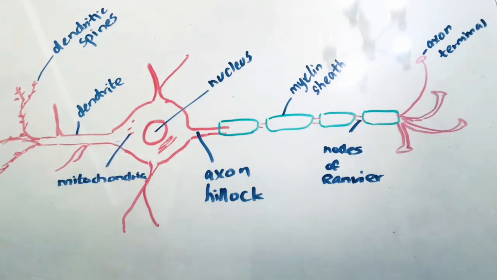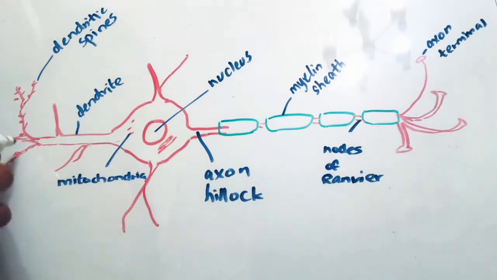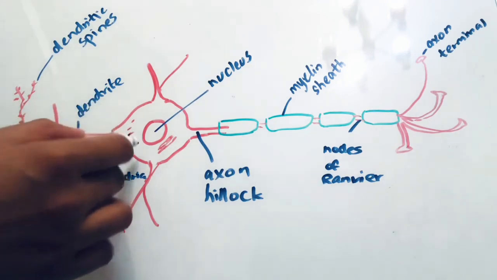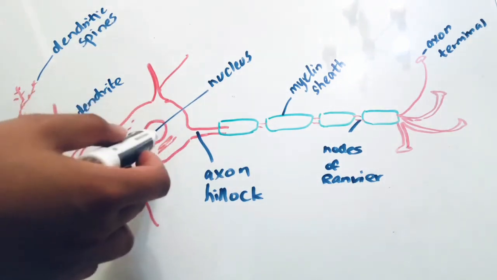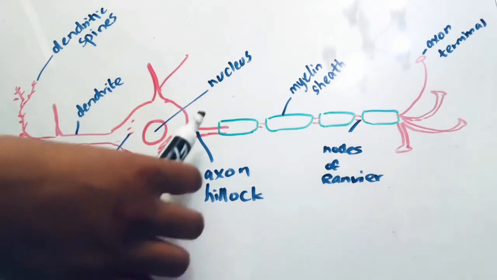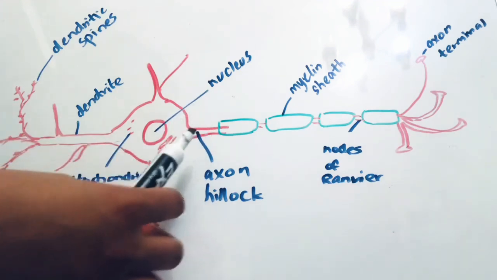So initially what happens is that we have an input that is received by the dendrites right here. Then it travels to the cell body, where it may or may not lead to an action potential. And depending on the stimulus, it may lead to an action potential at the axon hillock.